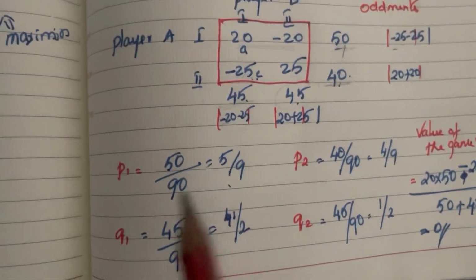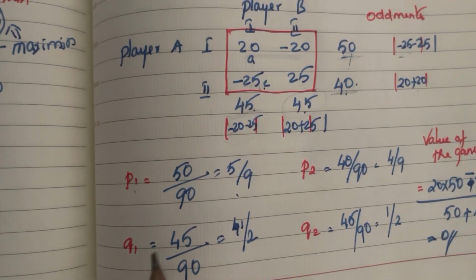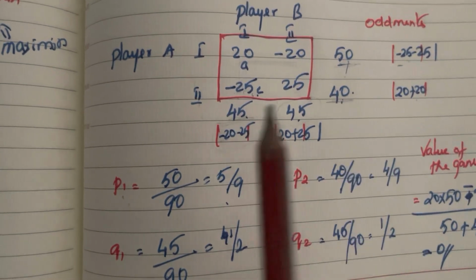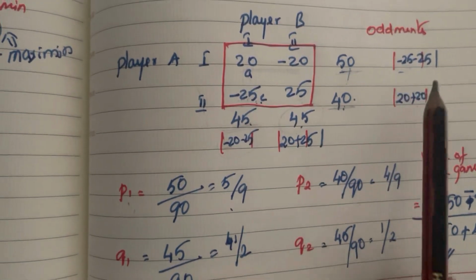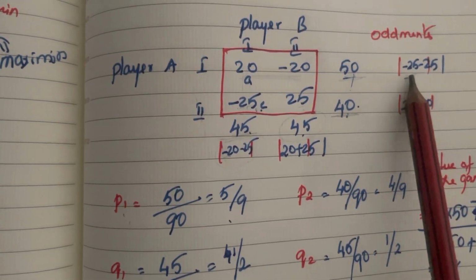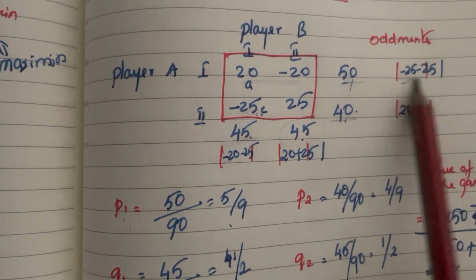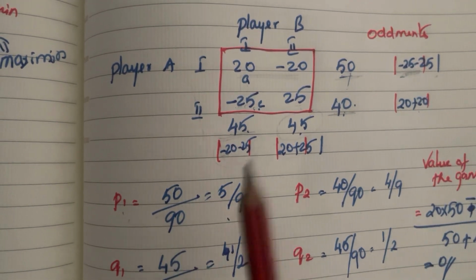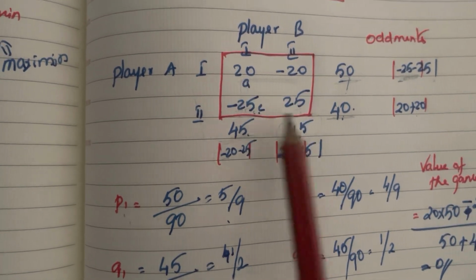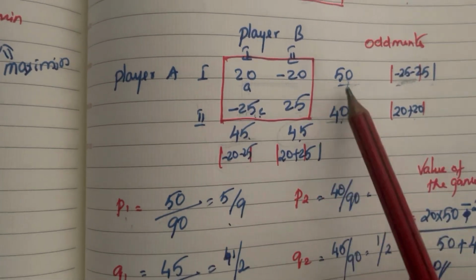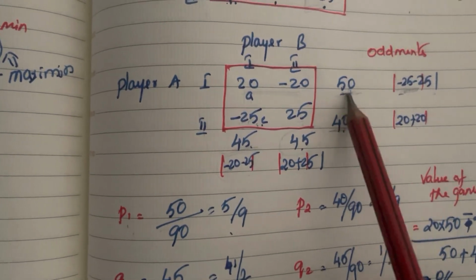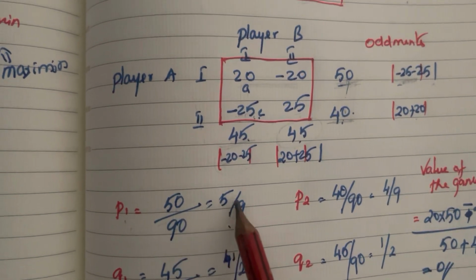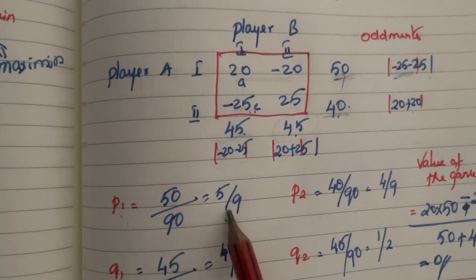Okay, so you have to find out P1, P2. So that is going to be the player 1 strategy. So P1, you know the formula, which is C minus D divided by A minus B plus C minus D. So this is going to be the numerator, and you have to add these two as the denominator. So 50 divided by 90, which is going to be 5 by 9.